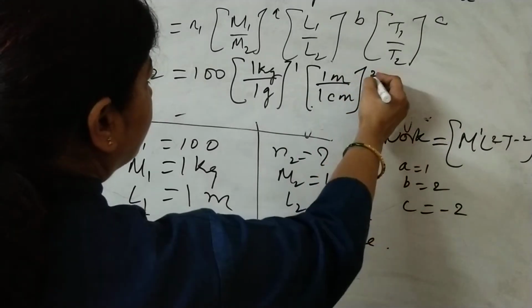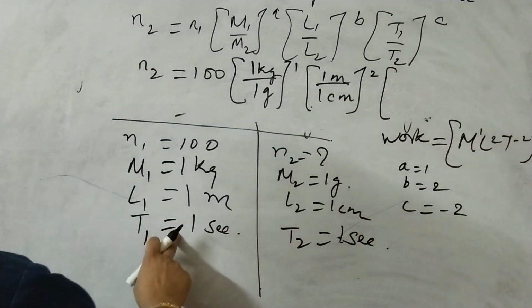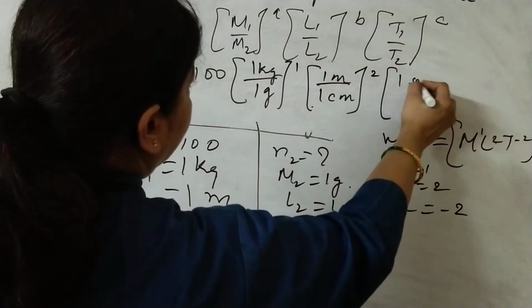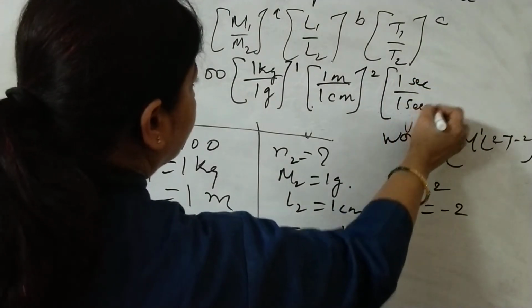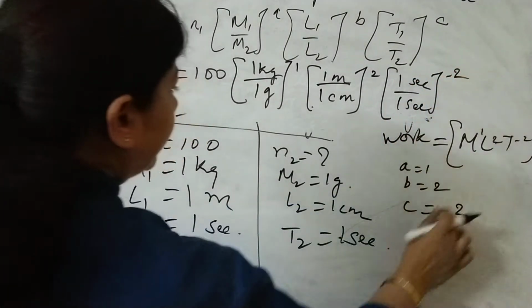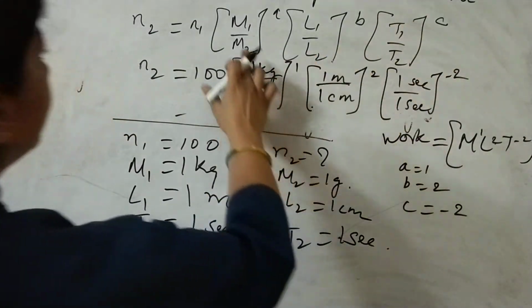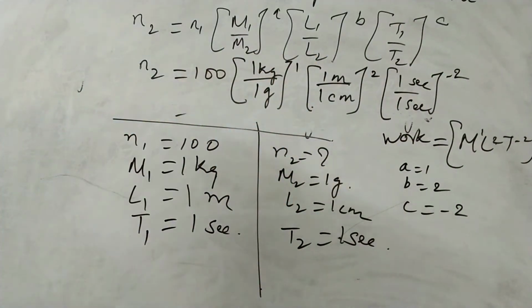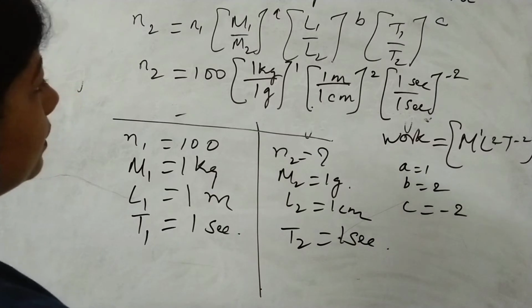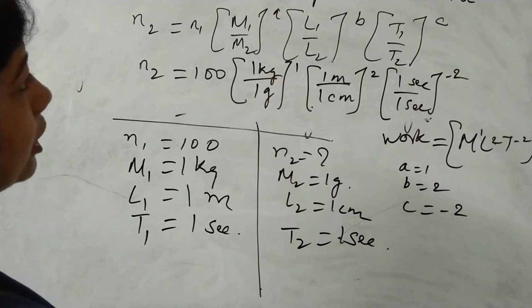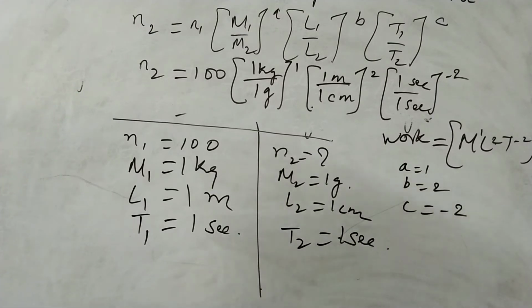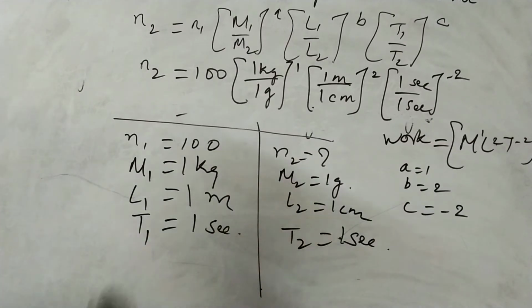This is 2. And this is 1 second, 1 second to the power minus 2. That is c. So here m1 is 1 kg, m2 is 1 gram, L1 is 1 meter, L2 is 1 centimeter, T1 is 1 second and T2 is 1 second, and then we have got the value. Now you just do it.